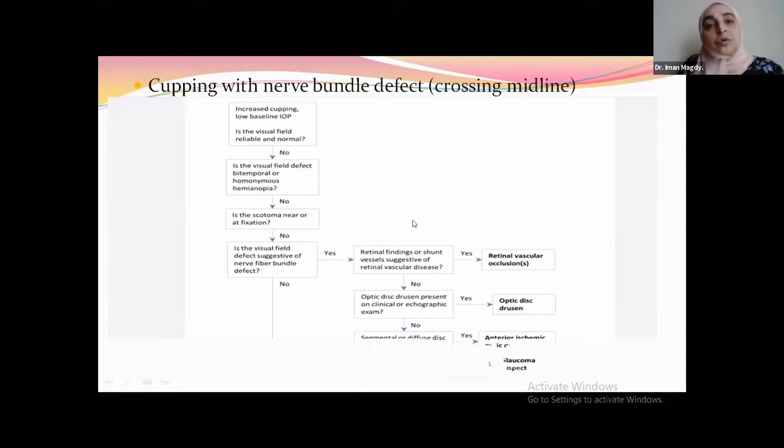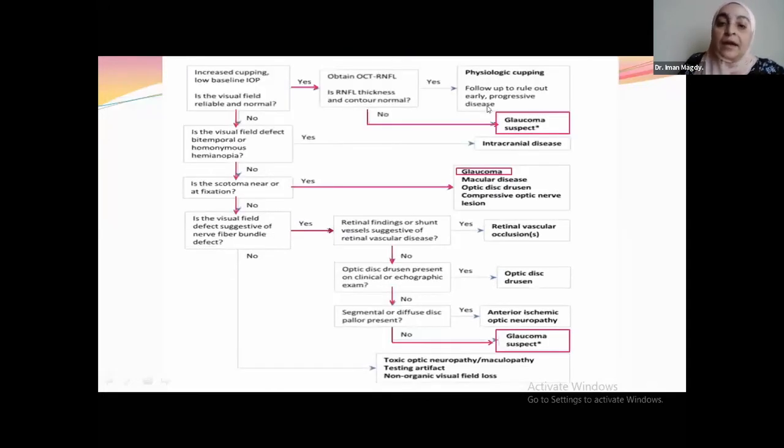In retinal vascular occlusions, we will find shunt vessels at the disc, and we can find retinal vessel thinning. Optic disc drusen can be excluded by echography. Anterior ischemic optic neuropathy can be suspected by segmental pallor or pallor out of proportion to the cupping, and can be confirmed by fluorescein and other testing. If all of these are not present, then we have to consider a glaucoma suspect. I here highlighted the three conditions in this algorithm. Glaucoma suspect number two is cupping with a low or normal baseline IOP.